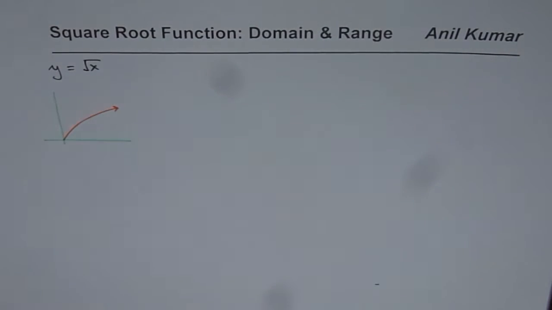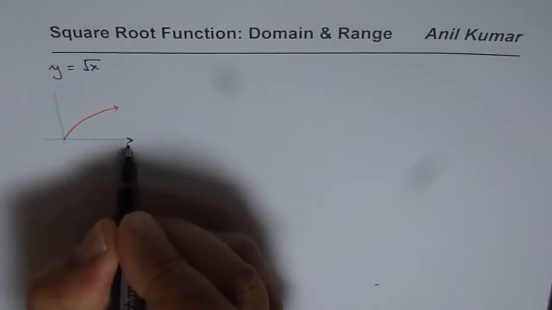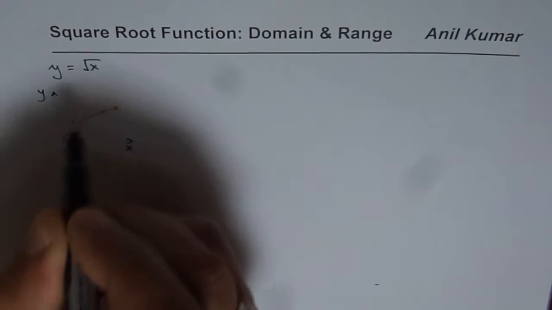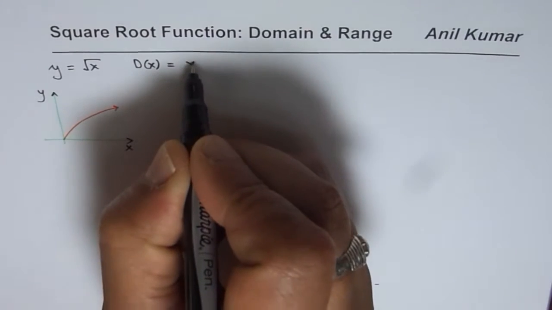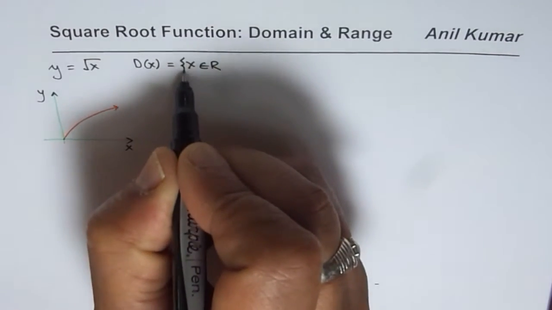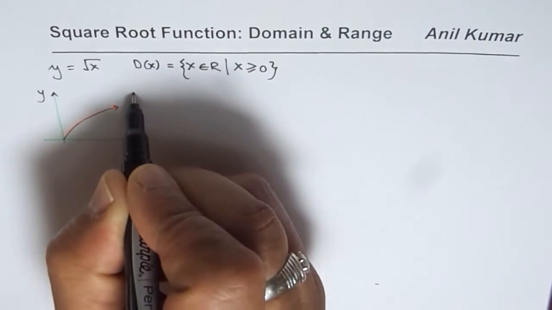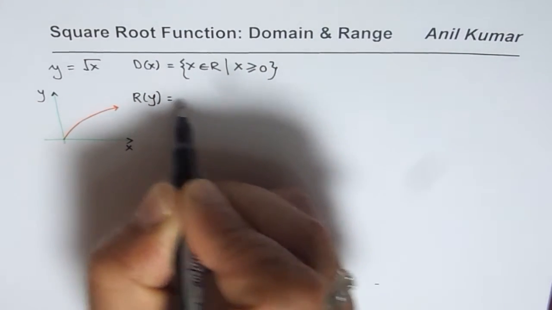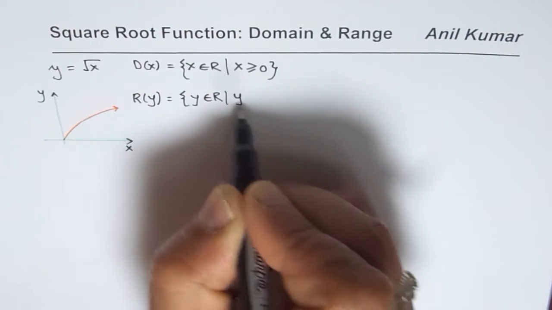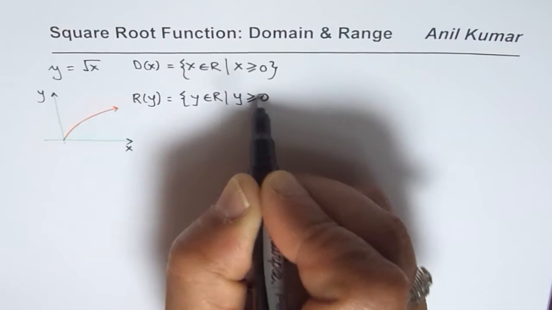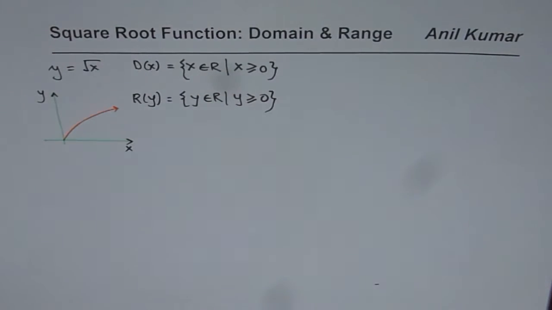Now, square root of x is always positive. It is in quadrant 1, right? So this is your x-axis, that is y. So the domain for this function, as you know, is x belongs to real numbers where x is greater than or equal to 0, and the range is y belongs to real numbers which is also greater than or equal to 0, right? So that is to say that the function is in quadrant 1.